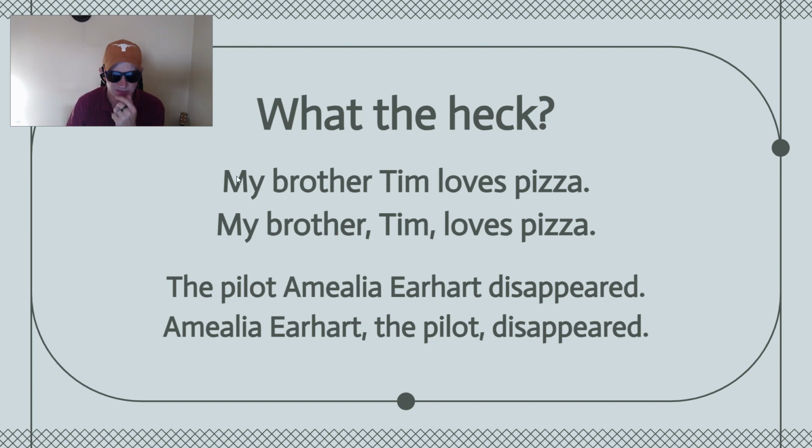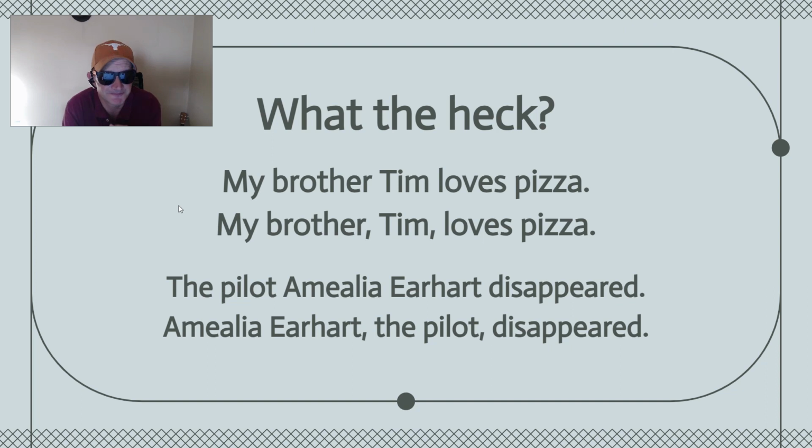Look at these two sentences. My brother Tim loves pizza. My brother, Tim, loves pizza. Exact same sentence. The only difference is we have two commas here. The top one is restrictive. It means you need the name Tim to understand what I'm talking about. And the second one is non-restrictive. You do not need the name Tim to know what I'm talking about.